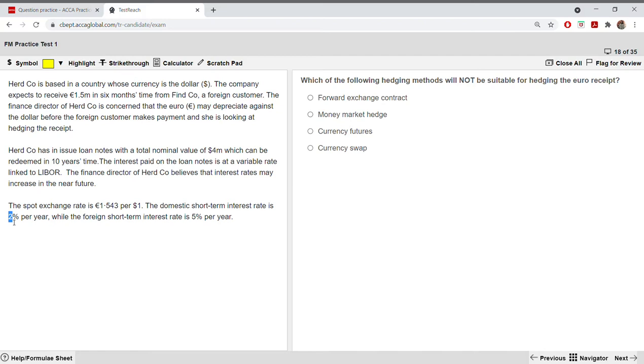Based on this, how can you hedge? Can you hedge using forward? Do we have the rates? Can you use the money market? Do we have the information needed? For money market hedging, what do we need? We need the two interest rates, one borrowing and one investing, of the two countries. And we have them. We have the spot exchange rate. So money market hedging we can use, forward we can use, and currency future we can also use, because we have the spot exchange rate and the interest rates.